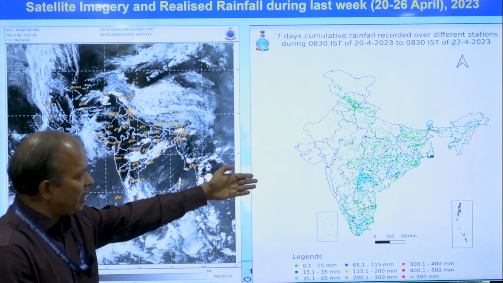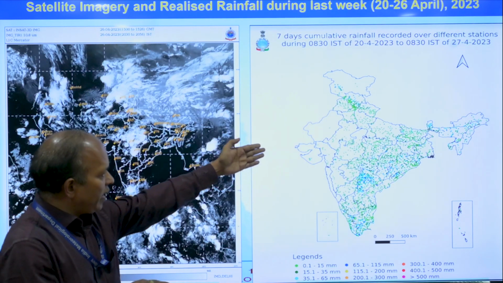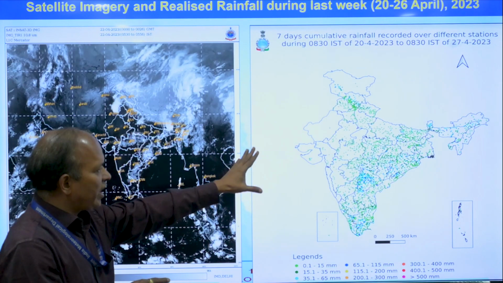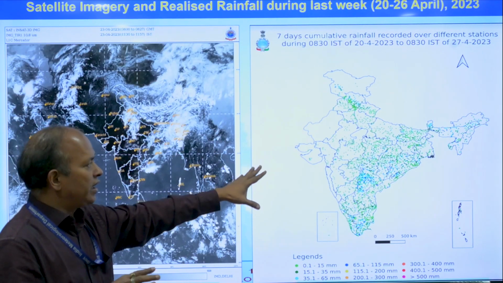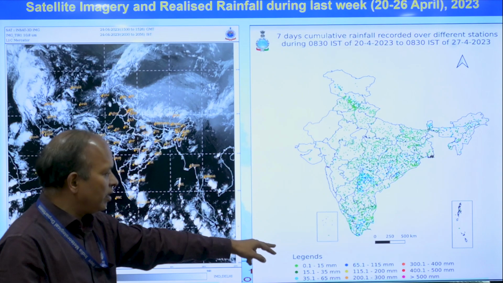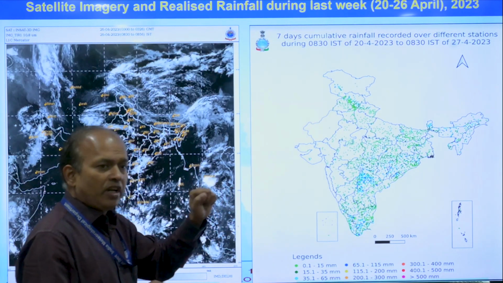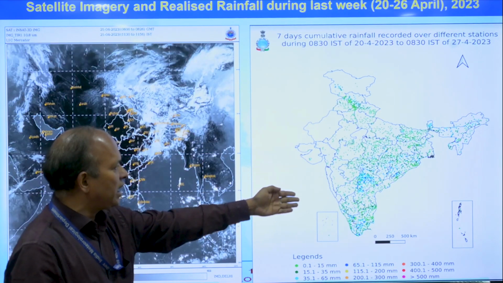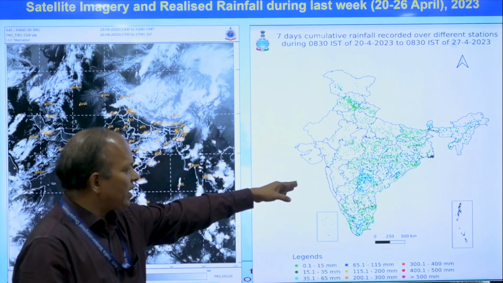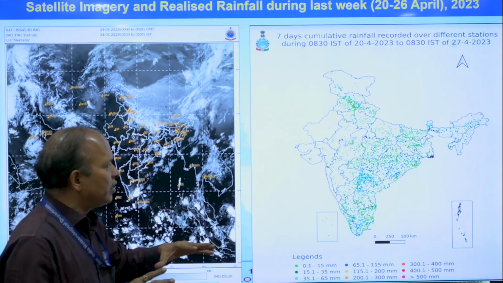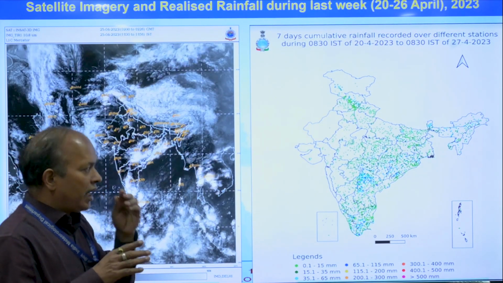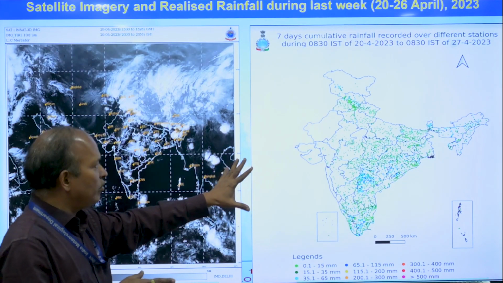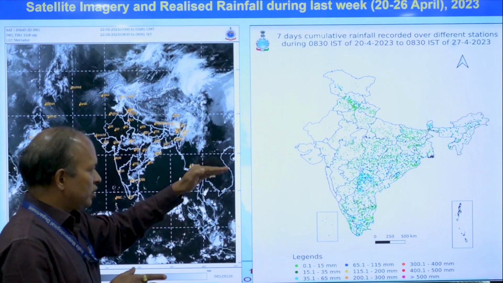You can see the right panel figure here. Except for some part of northwest India, you can see the entire country has got good rainfall activity during the week. And the dark blue color is the heavy rainfall. You can see heavy rainfall over northern India, Odisha, northeast India, and also Rayalaseema, and in central India. So many parts of the country also got heavy rainfall, and also thunderstorm and hailstorm. So this was very good activity with respect to rainfall and thunderstorm.